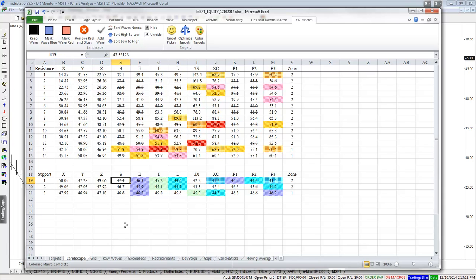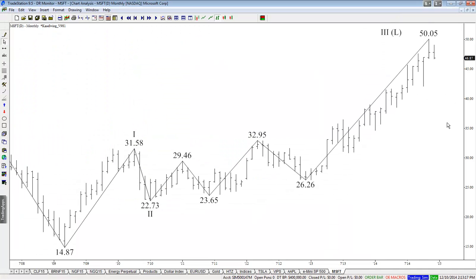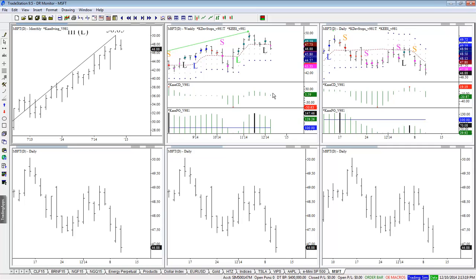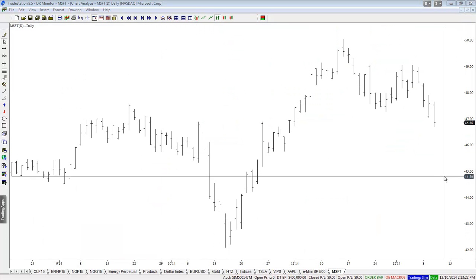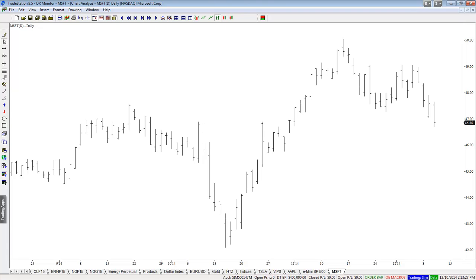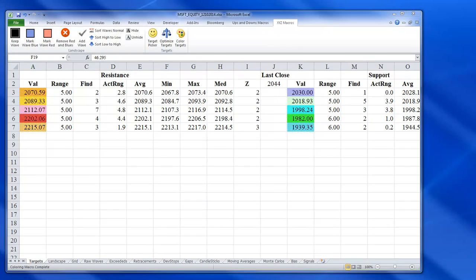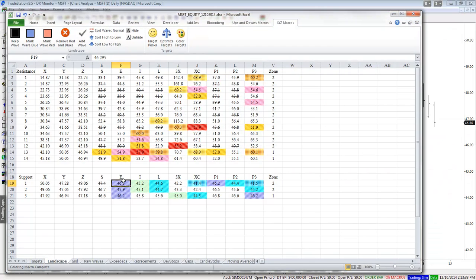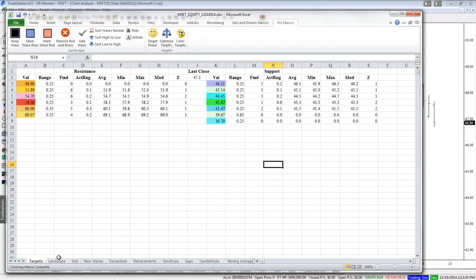We've already gone below the 47.40 smaller than target, which means we should see at least 46.30, which so far, if we go back into our daily, our low on the day-to-day was 46.70. So we have come pretty darn close to meeting that 46.30 target already, right around that area.